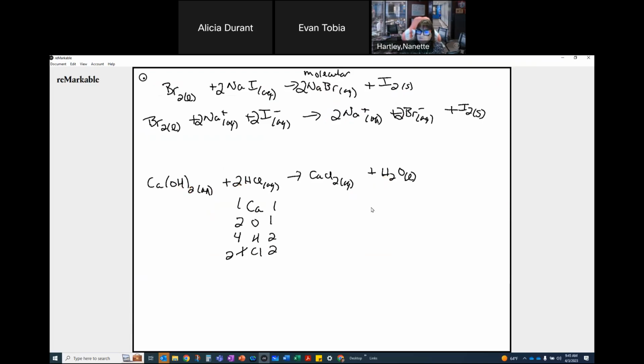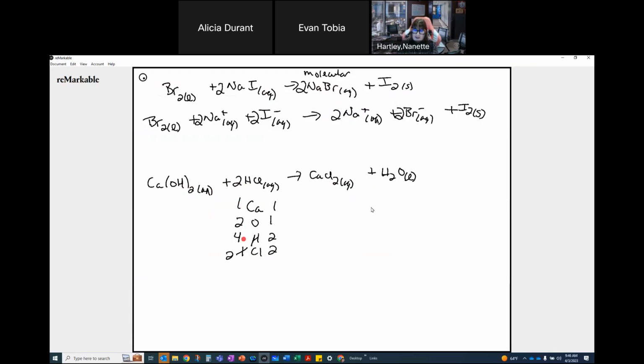Well, no, I don't want to do that. Because the only thing left to do on the reactant side is put a 2 in front of the calcium hydroxide, but then that would make 2 calciums on my reactant.